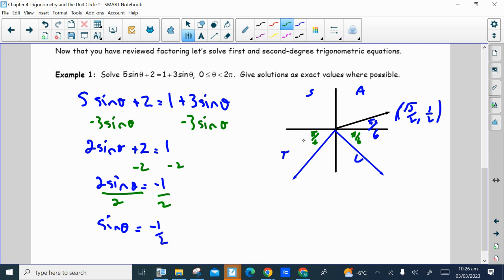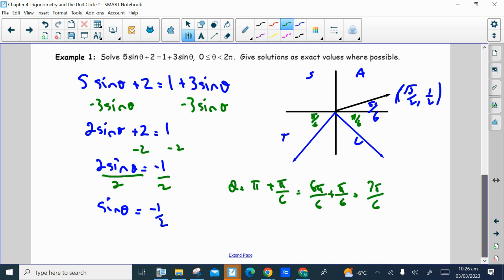So the answer in quadrant 3 would be pi over 6 past pi. The pi would be written as 6 pi over 6. So that'll give us 7 pi over 6. And in quadrant 4, we're pi over 6 short of 2 pi. So 2 pi over 1 with the denominator of 6 would be 12 pi over 6, minus pi over 6 gives us 11 pi over 6. So there's our two answers, 7 pi over 6 and 11 pi over 6.